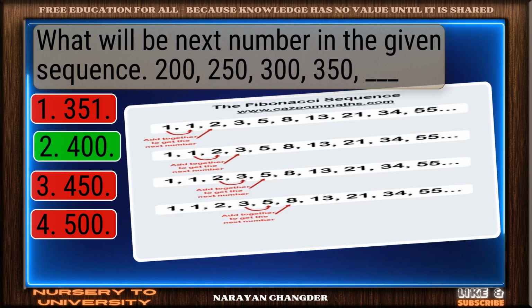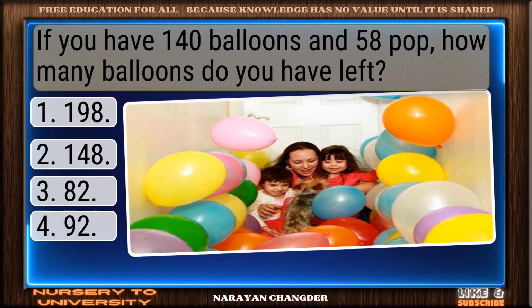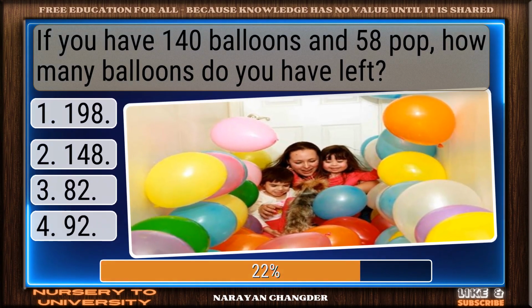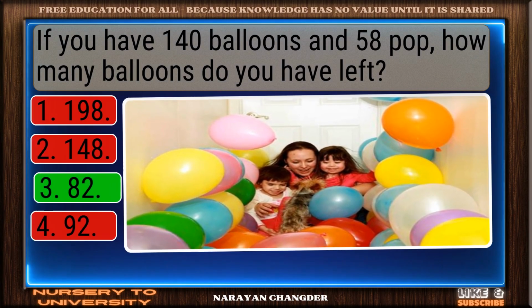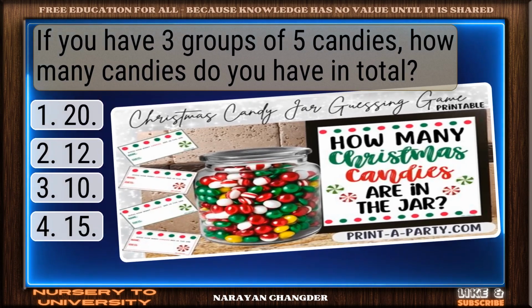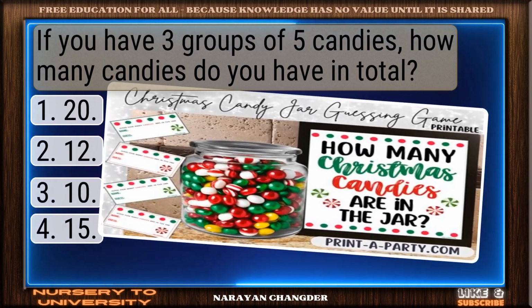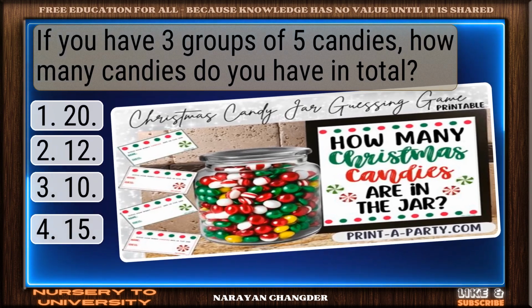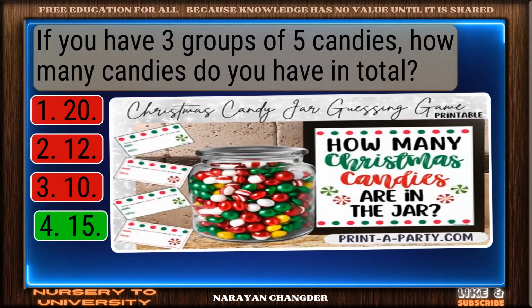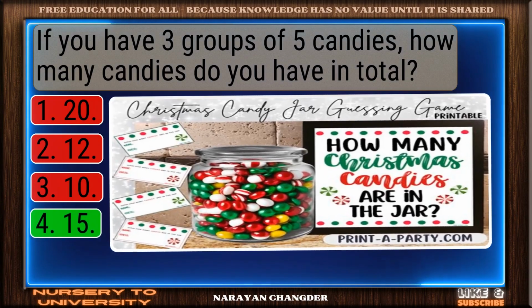You got it. Your choice 400 is right. If you have 140 balloons and 58 pop, how many balloons do you have left? Valid point. 82 is true. If you have 3 groups of 5 candies, how many candies do you have in total? Bravo! 15 is the answer.